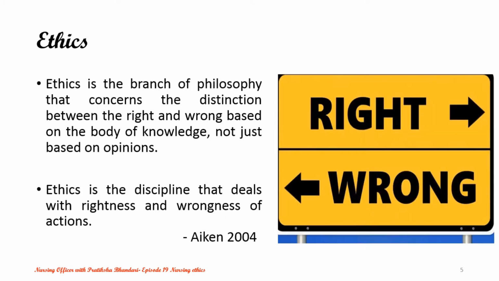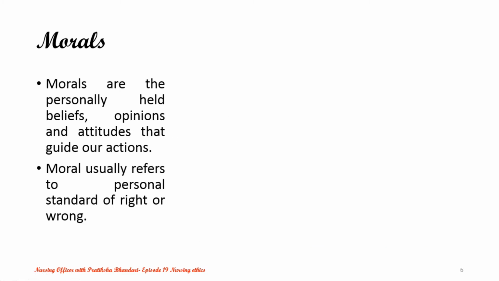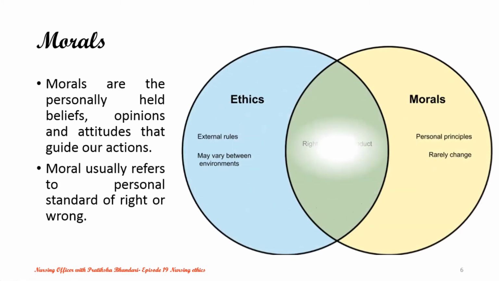Ethics is the branch of philosophy that concerns the distinction between right and wrong based on the body of knowledge, not just based on opinions. It mainly deals with right and wrong, but the difference is that it depends on the body of knowledge, not on opinions, while morals depend upon the beliefs, opinions and attitudes that guide our actions.